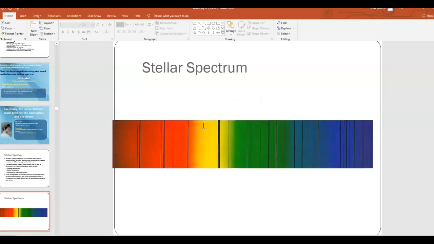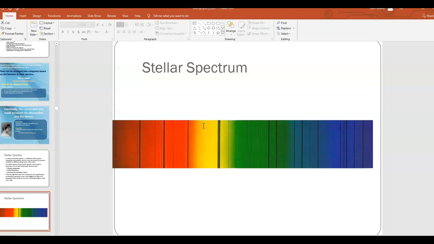Now, this is not an emission spectrum, this is an absorption spectrum. Remember, the difference is that an emission spectrum comes off something that is just emitting light at those frequencies, whereas an absorption spectrum is what you get when you take white light, which has all frequencies, and pass it through a gas. And when we look at the spectra of stars, we see something that looks like this.